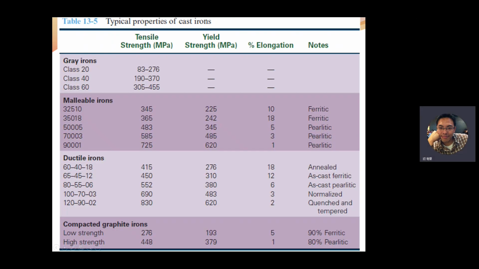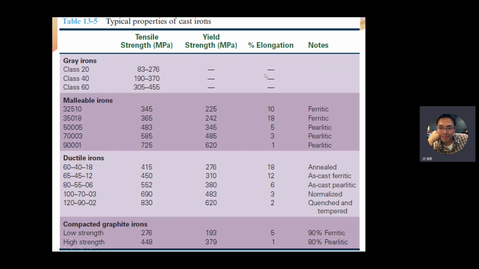This is a table of the typical properties of cast iron, so you can just look at it. It shows tensile stress, yield stress and elongation for different types of cast iron. So this chapter will end here, and next we're going to jump into the area of electrical properties of materials. See you next time.